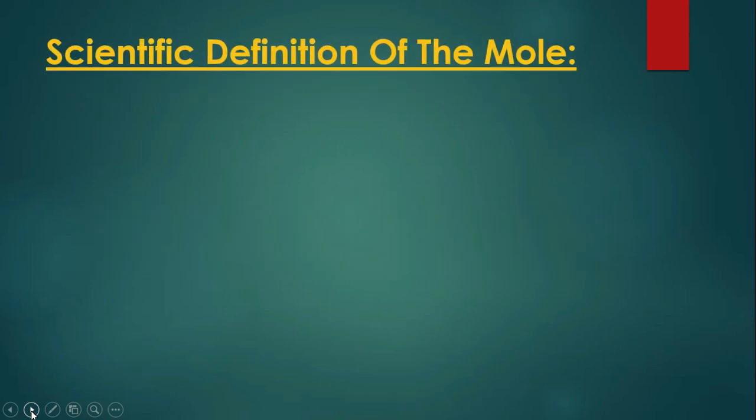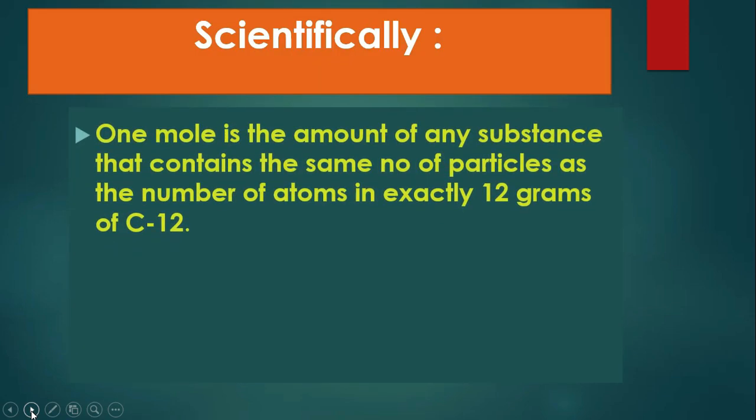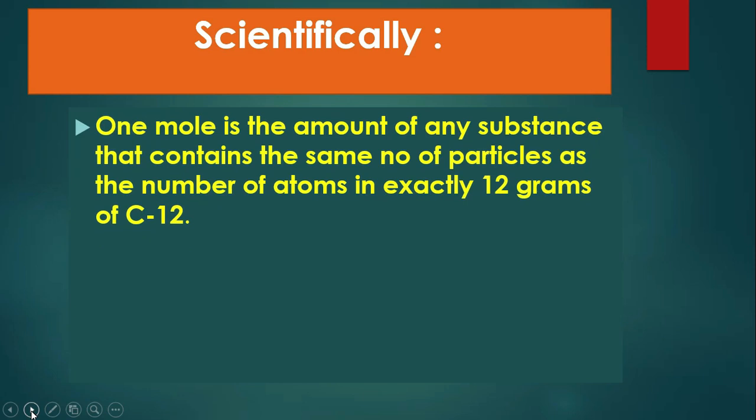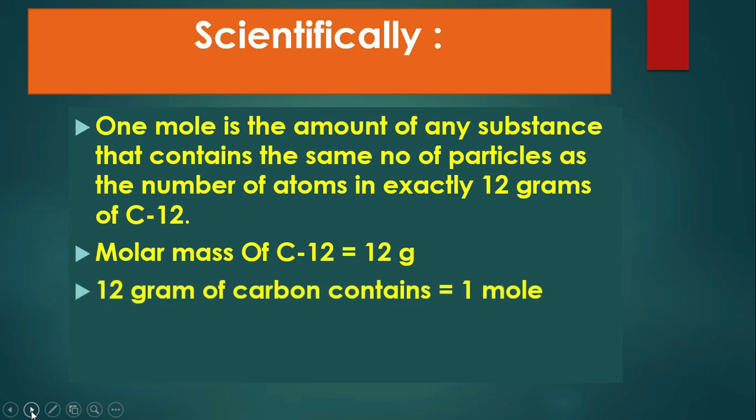Now, the scientific definition of the mole. Students, up till now, we have discussed what a mole is, what Avogadro's number is, and what a molar mass is. But what is the scientific definition? Do you know? Okay, let's see. Scientifically, 1 mole is the amount of any substance that contains the same number of particles as the number of atoms in exactly 12 grams of carbon 12. The molar mass of carbon 12 is 12 gram, and 12 gram of carbon contains 1 mole.